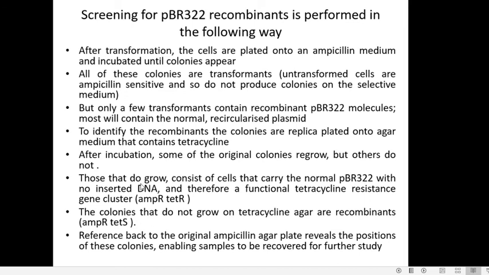So after incubation, what you can see? Some colonies will regrow but others do not, and they are the recombinants because they are the ones which have grown in ampicillin containing medium but which do not grow in tetracycline containing medium. Those that do grow consist of cells that carry the recircularized vector, and those that do not grow on tetracycline are recombinants. They are resistant to ampicillin but they are sensitive to tetracycline. So you can refer back to the original ampicillin agar plate and you can reveal the positions of these colonies, and this enables the samples to be recovered for further study.